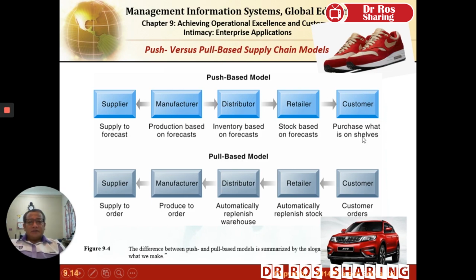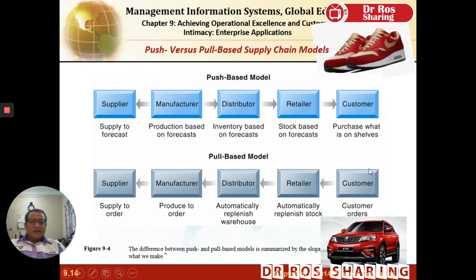However, the second model of supply chain management is the pull-based model. The pull-based model starts from the customer, in which the customer pulls the manufacturer and supplier to produce the product that the customer wants. A typical example is the automotive industry, like automobiles. Normally the customer can decide what kind of model he or she wants, for example the color, the design, the engine horsepower. These are all decided by the customer.